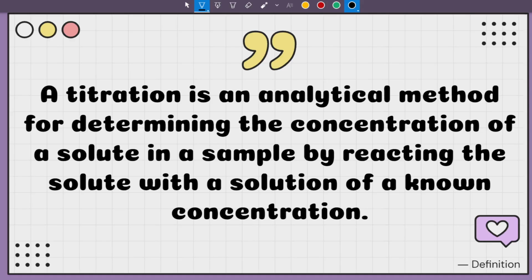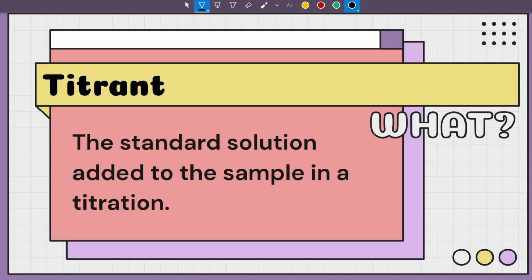So a titration is an analytical method for determining the concentration of solute in a sample by reacting the solute with a solution of known concentration. It's almost like you're doing a precipitation reaction, but you're not doing a precipitation reaction. So your titrant is what you're going to put into your burette, or what you're going to drop into your graduated cylinder when you're trying to determine your amount of substance for that specific situation.